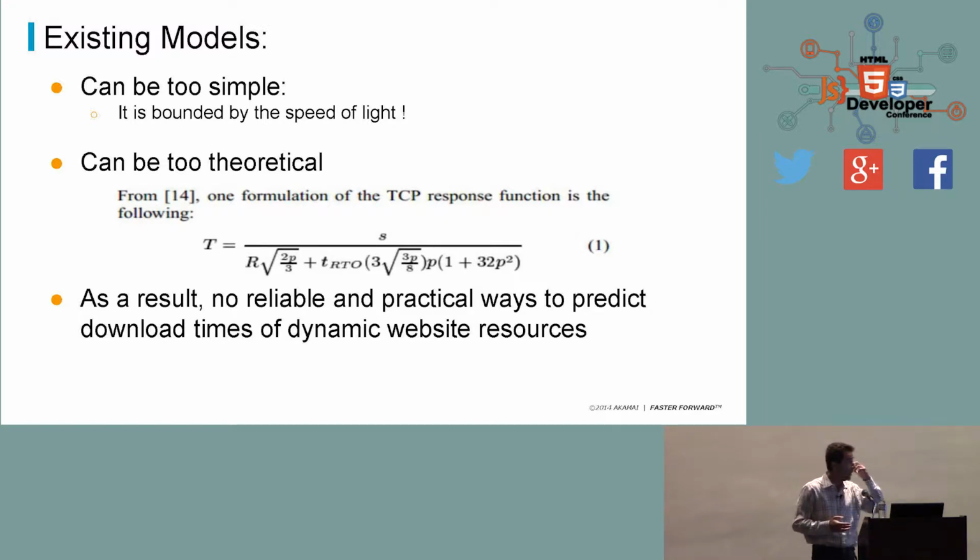Either the models, as listed here, are too simple. We know it's going to be bound by the speed of light. Or if you dive into the TCP mathematics, it can be a little overwhelming. It's pretty well understood, actually, but we want something actionable rather fast. It wouldn't cut it. So as a result, I couldn't find any practical way to anticipate how long a web resource would take to download from an origin to a client.